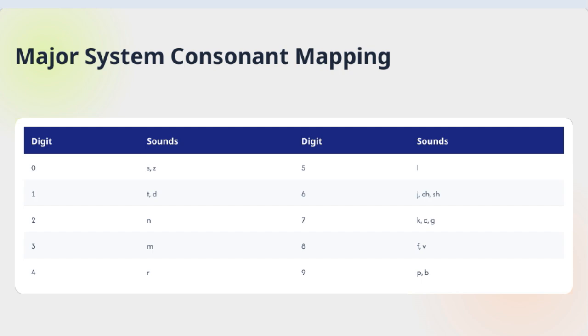For example, if you want to remember the number 94, you could think of bar or car, since B and C are mapped to 9 and 4 respectively. This system essentially helps us encode numbers as memorable words, which is a core part of the overall memory technique we're exploring. Understanding these mappings is key to mastering the system and improving our memorization skills.